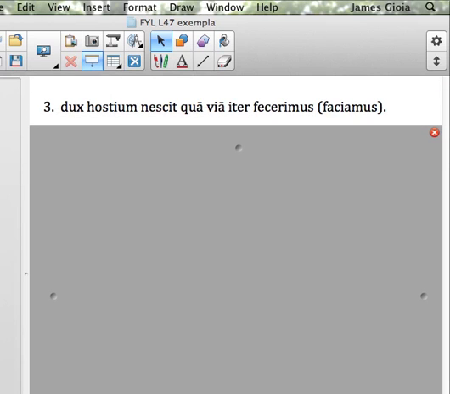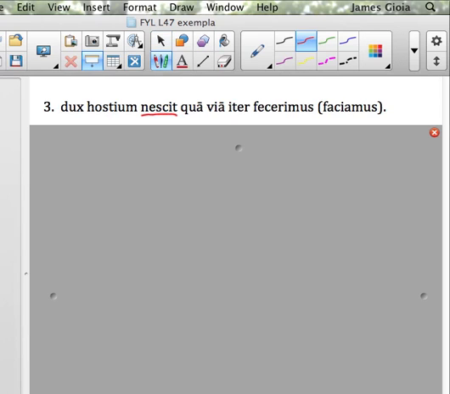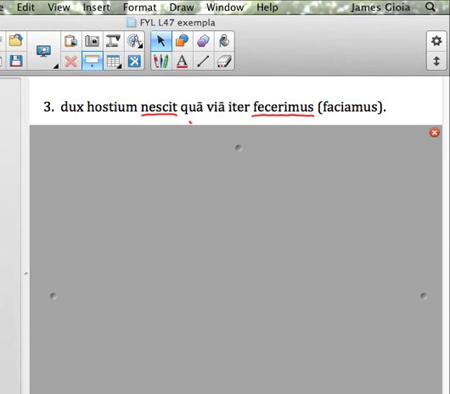Number 3, dux hostium nescit qua via iter feceremus. All right, so here is our head verb, nescit. Here is our subjunctive verb, feceremus. And here is our interrogative, qua, from qui, quae, quod. So I'm going to color the rest of this before I try to translate.